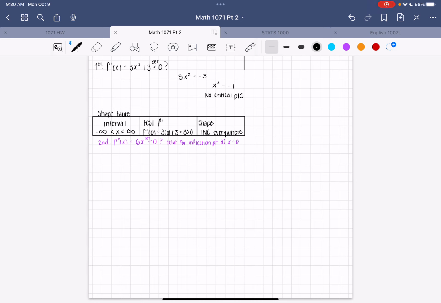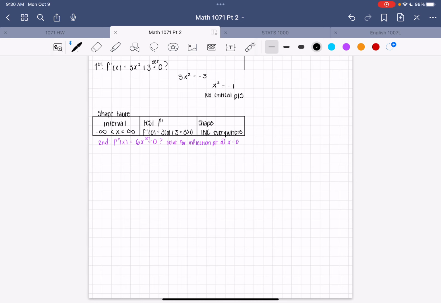So that's where your acceleration goes from positive to negative. That's where the second derivative is 0. Before it was positive, after it's negative, where 0 is where you hit the brake. So that's the inflection point.